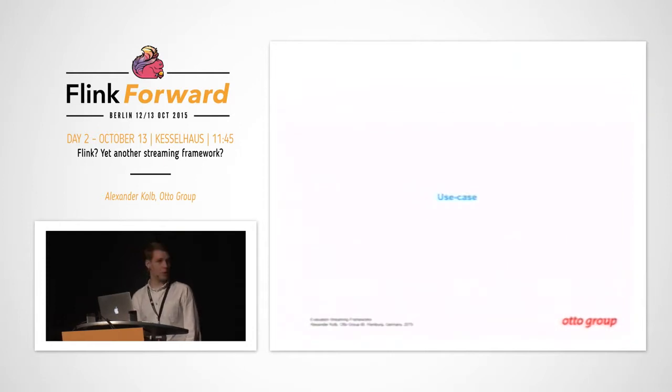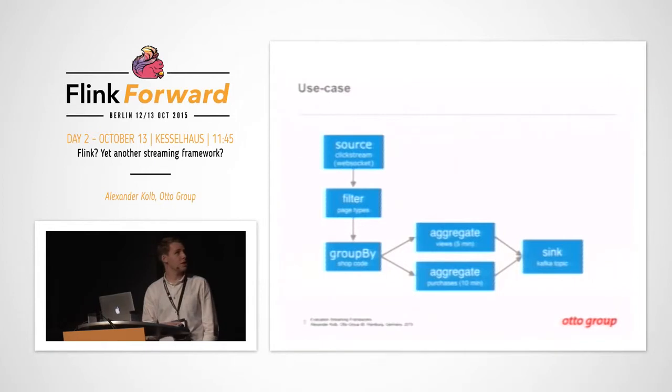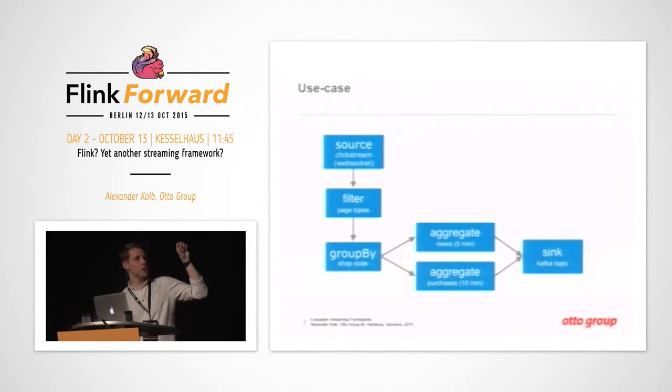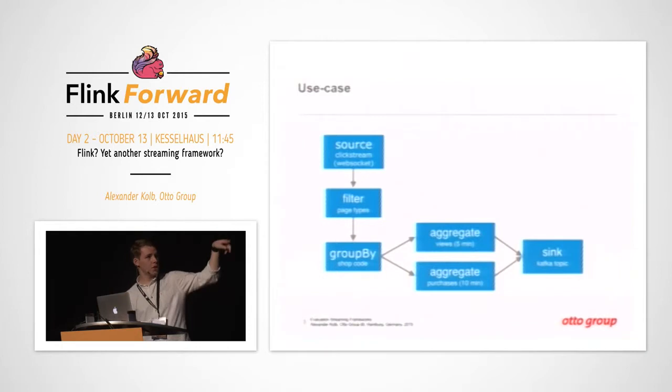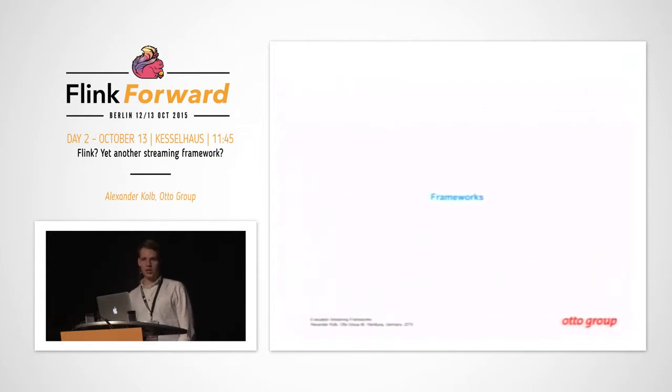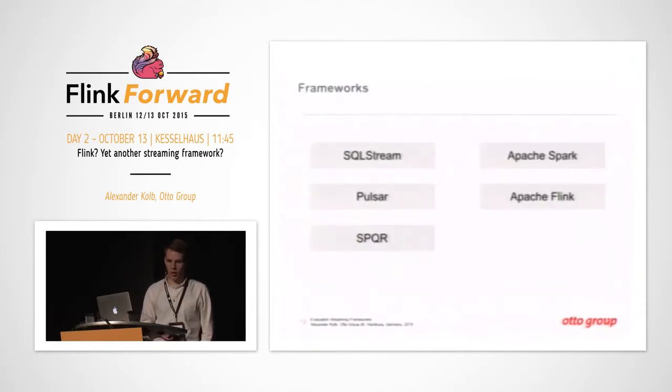The use case was a very basic one. We are getting data from our shops in clickstream form, via WebSocket. Then we are doing some filtering because we are only interested in certain page types. Then we are getting data from different shops, so we want to do these aggregations for each shop, and then we're aggregating views and aggregating purchases and doing some kind of word count at this point and writing the results into a Kafka topic. So something basic and easy to implement in a wide variety of frameworks.